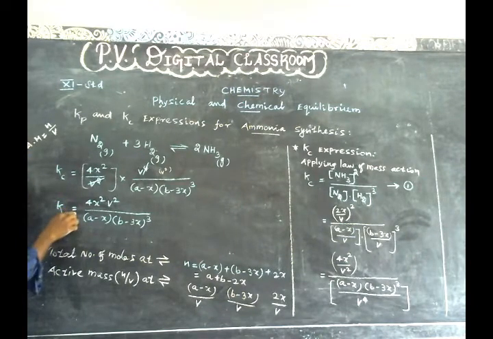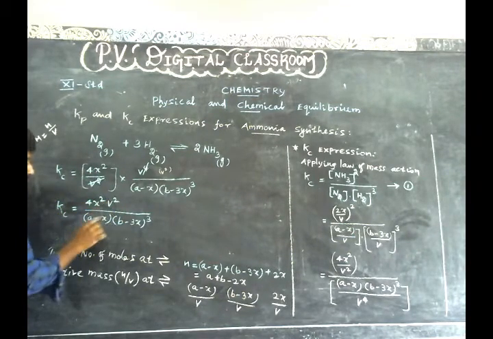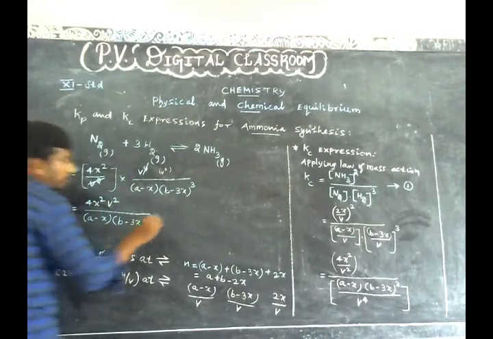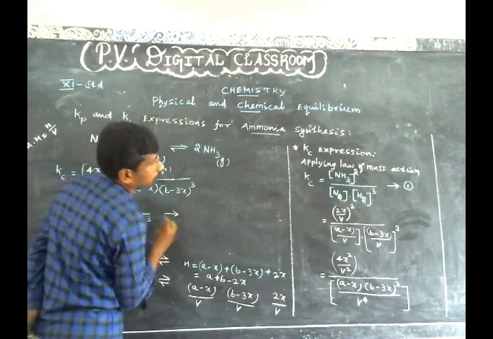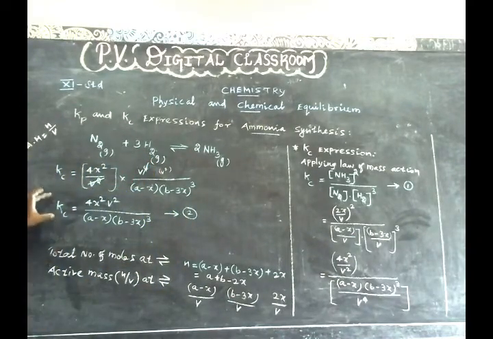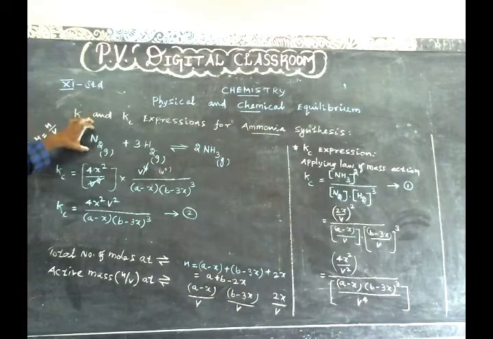That is, Kc is equal to 4x square into V square divided by A minus x into B minus 3x power 3. So this is equation number 2. This is the Kc expression for the given ammonia synthesis reaction.